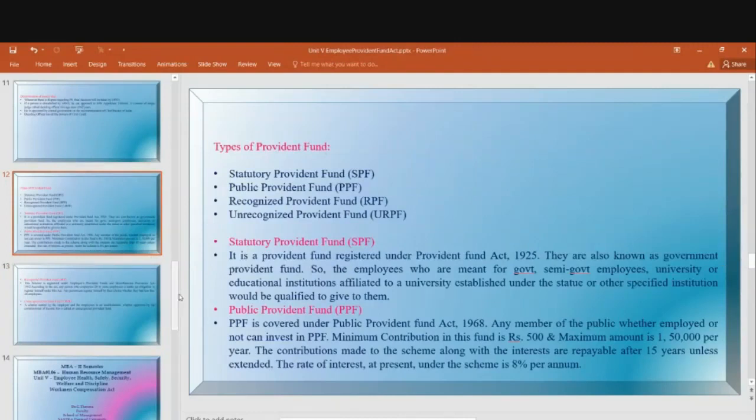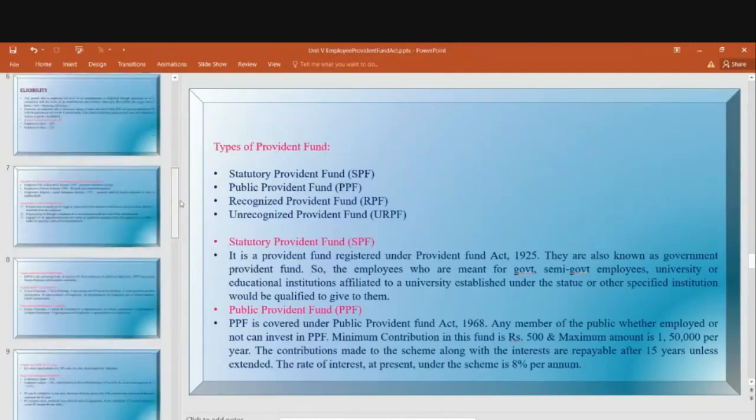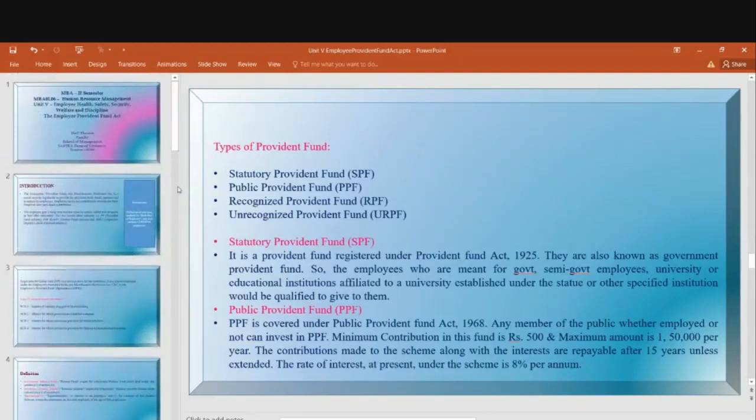So all these are the information related to the Employees Provident Fund Act.